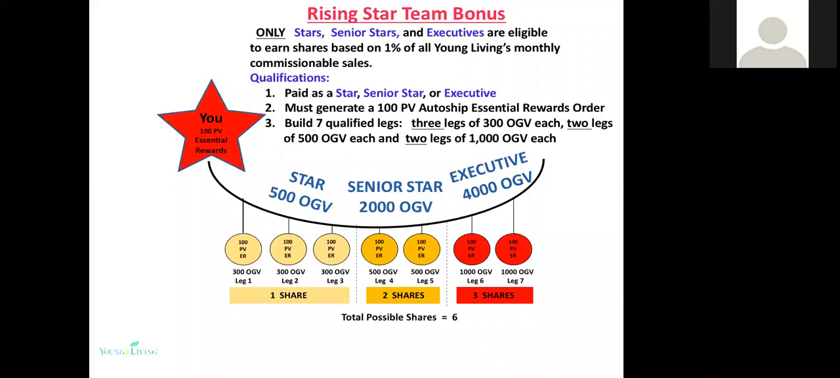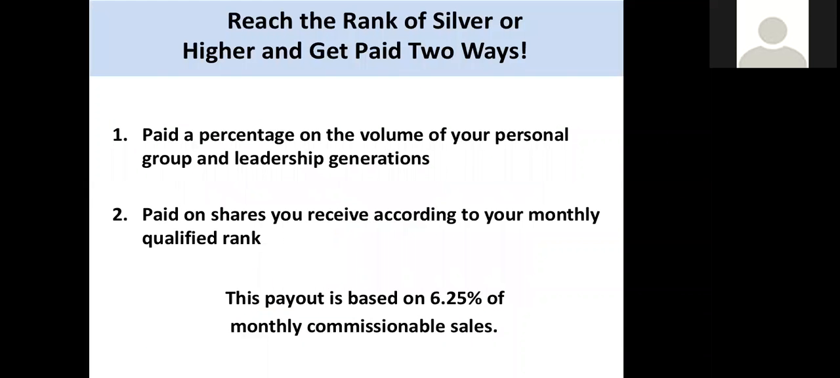Okay, so let's go ahead and move on. We're going to now start talking about what silvers and higher ranked members can receive, similar to the Rising Star Team bonus. Because this Rising Star Team bonus is only paid to stars, senior stars, and executives, we have something different that is available for anyone who is paid at the rank of silver or higher. And at the rank of silver or higher, you get paid two ways.